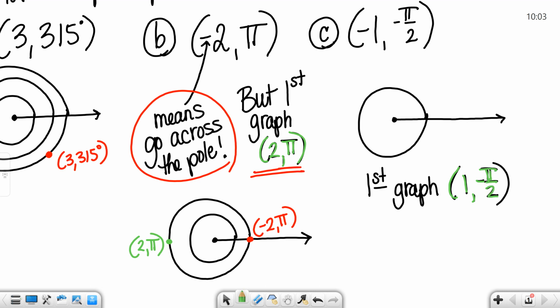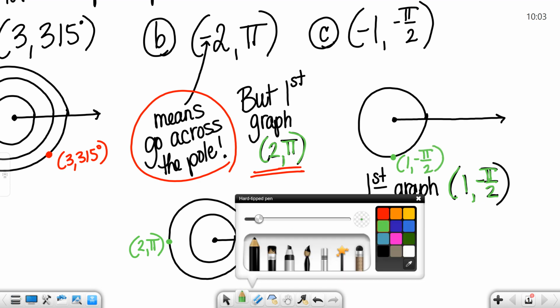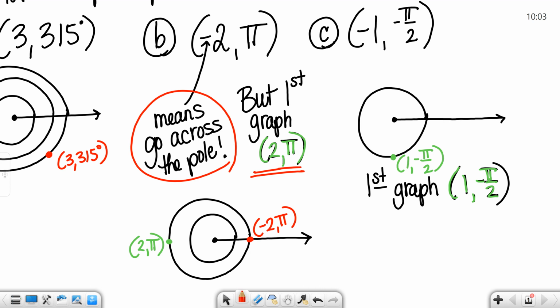All right, so if I'm on the first ring and I go negative pi over 2, I start at the polar axis, negative pi over 2 would put me right here. So this is 1, negative pi over 2. That is not what we were asked to graph. So now to get to -1, negative pi over 2, I go across the pole. And that puts me right there. -1, negative pi over 2. So the red dot is definitely my answer.